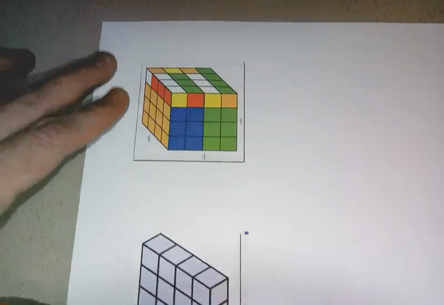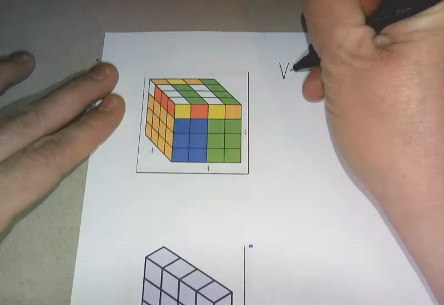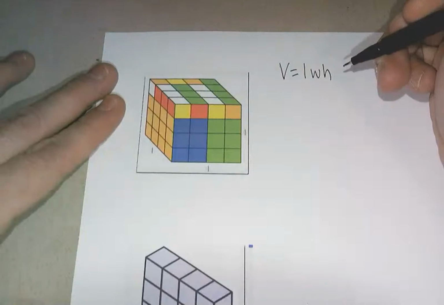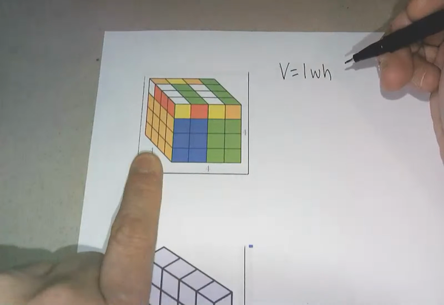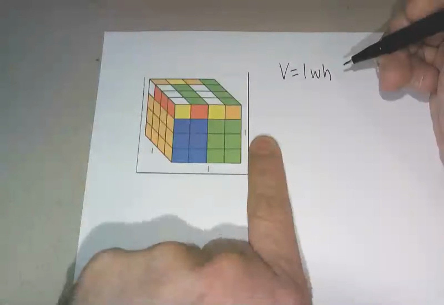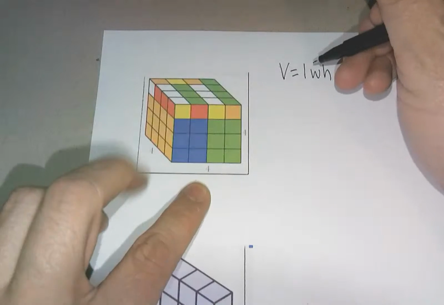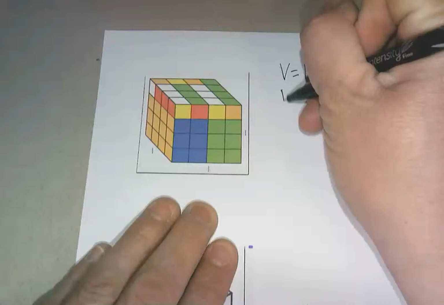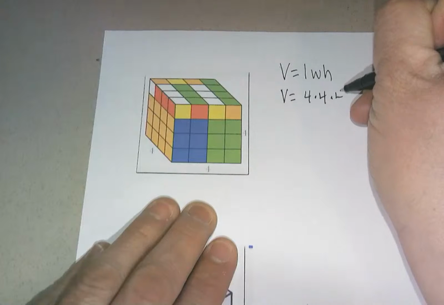So as you know, our formula for volume is volume equals length times width times height. And the reason why I'm using that is if I look at my picture, I see a 4 here, a 4 here, and a 4 here. So that gives me a length, a width, and a height. So all I have to do is write 4 times 4 times 4.